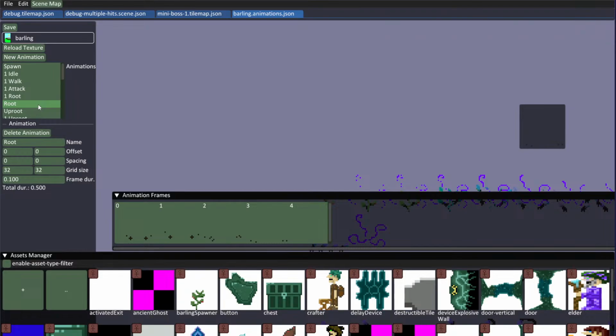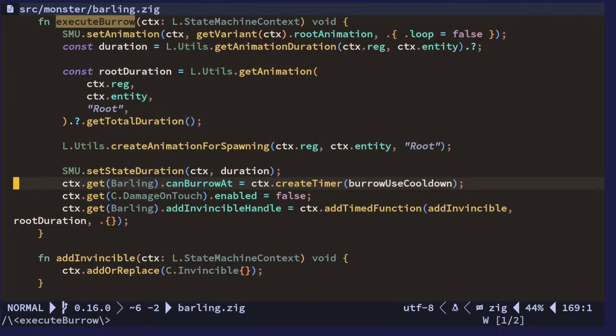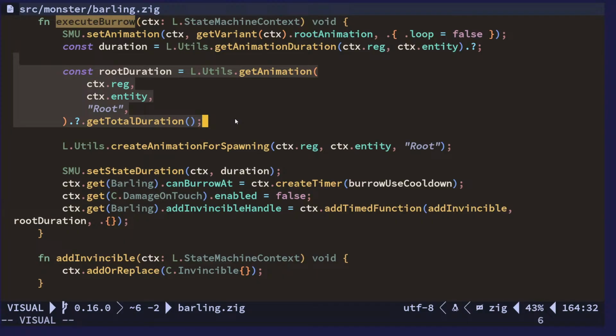So this is the main root. It has a total duration of half a second. These things also have half a second. So they are playing the same time. They have the same duration. So essentially we don't really need to get this duration here. We can just set this to be the duration.